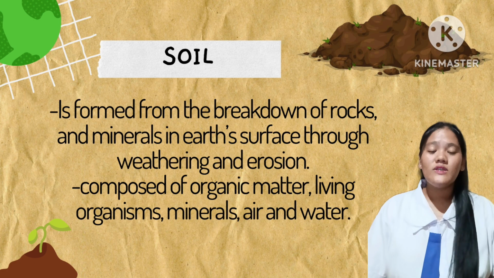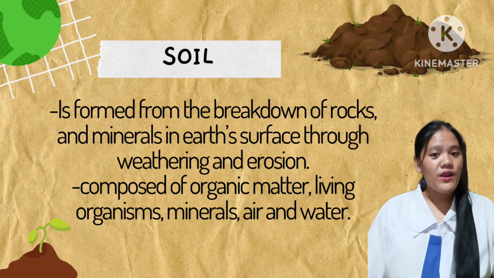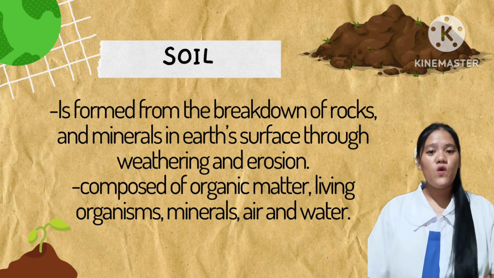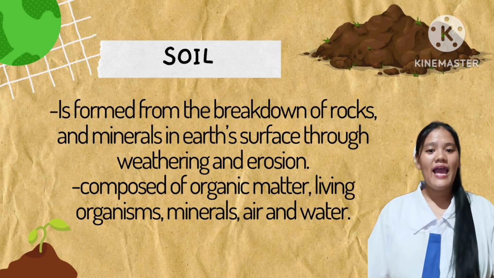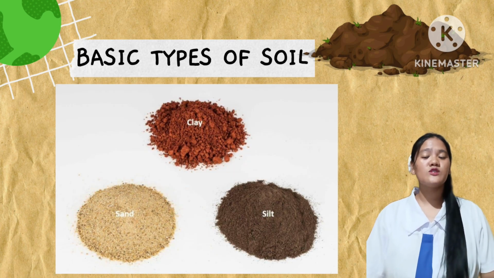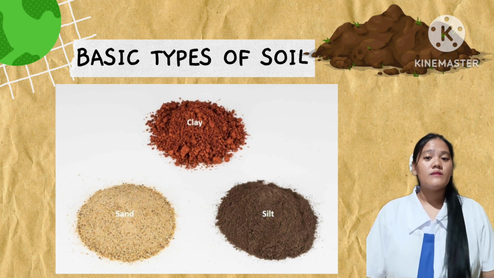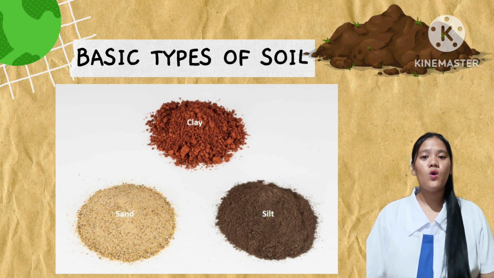This means that when a range of different forces acts on the rocks, they break into smaller parts to form the soil. And soil performs many important functions by providing a growth medium for the plants and providing habitat. So now let us proceed to the basic types of soil. The three basic types of soil are clay, sand, and silt. Let us know what these different types of soil are.